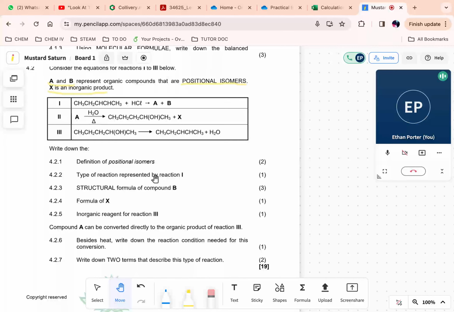Okay, type of reaction represented by reaction 1. So let's have a look at reaction 1. We have some organic compound reacting with acid to give A and B. Often with these types of reactions, unfortunately, you just have to memorize this. It can be a halogenation reaction, like we could be substituting the Cl somewhere into this molecule. It could be an addition reaction as well, that's also correct.